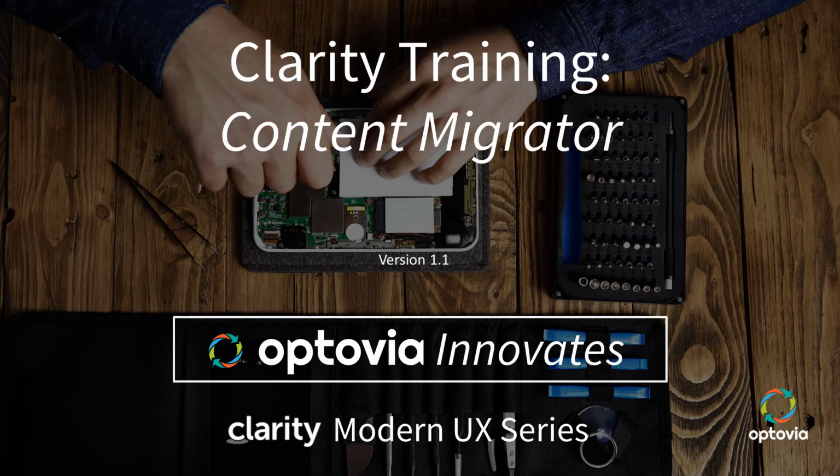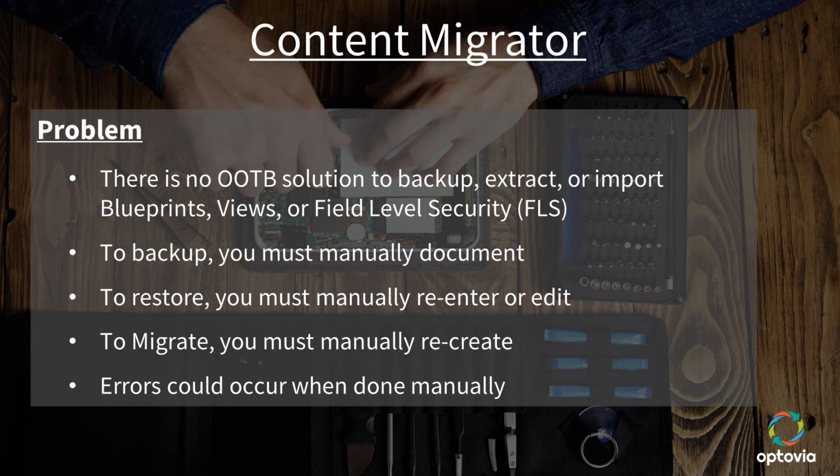In this video, we'll introduce and demonstrate Optovia's Content Migrator. Currently, there is no out-of-the-box solution to backup, extract, or import blueprints, views, or field-level security. To back up, right now you must manually document, and if you want to restore, you have to manually re-enter or edit your blueprints, views, or field-level security. And if you want to migrate, again, you have to manually recreate them in the target environment.